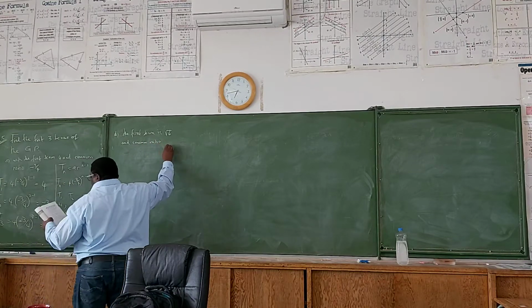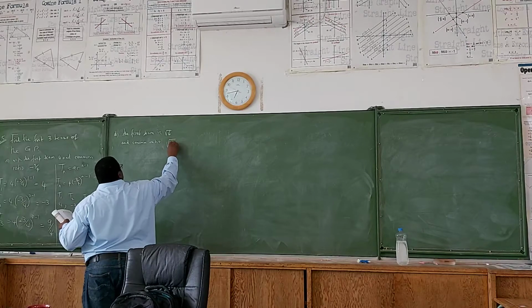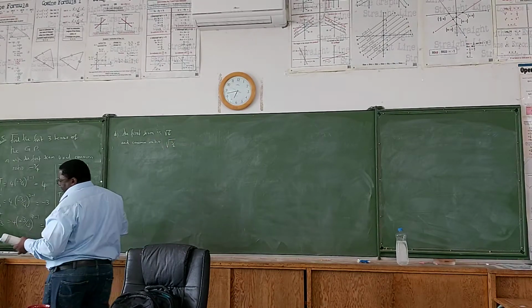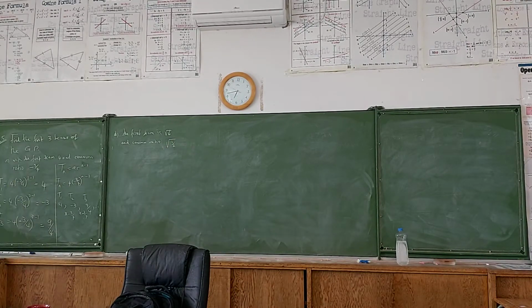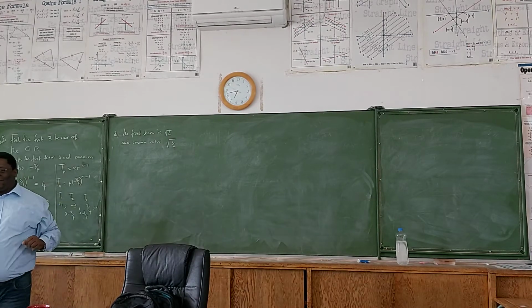And the common ratio is the square root of a half. We are supposed to find the first three terms. First term, the square root of 6.